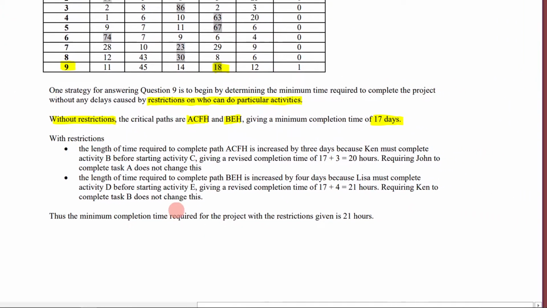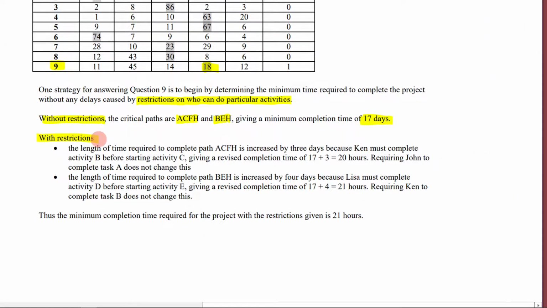All right. So after doing it without restriction, we then considered it with restrictions. The length of the time required to complete A, C, F, H is increased by 3 days because Ken must complete activity B before completing activity C, giving a revised completion time of 17 plus 3 equaling 20 hours. Now, VCAA actually made a mistake here, and I probably made a mistake when I was talking as well. This should have said days. I'm sure that when I was talking through this, I said hours as well. Don't care about that. But 17 plus 3 is equal to 20 days.